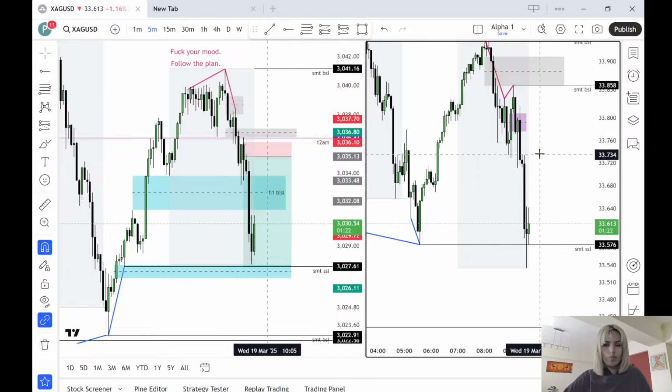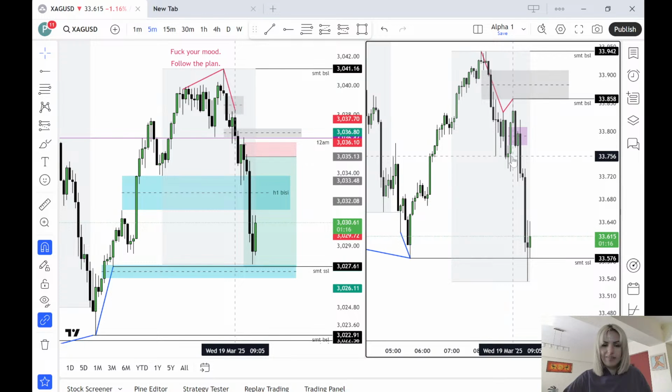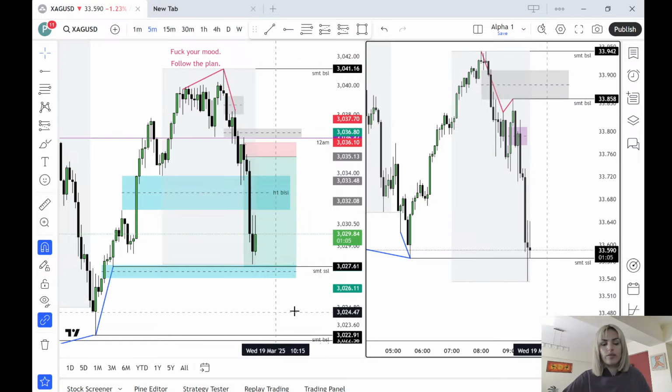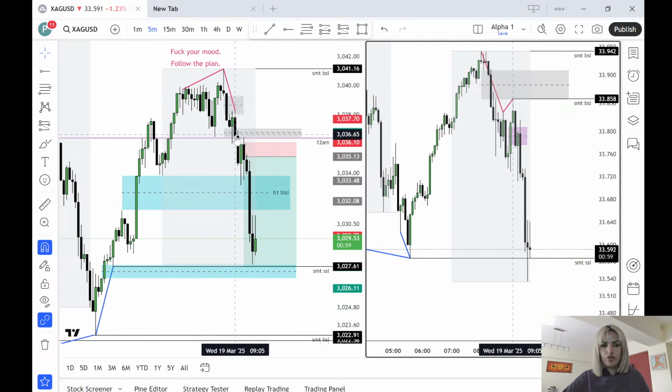Very quick setup this time. Also adding to my confidence of price likely seeking sell side or looking to go lower. Not necessarily seeking sell side, but at least going a little lower than it had already at the time of my entry, the initial entry.